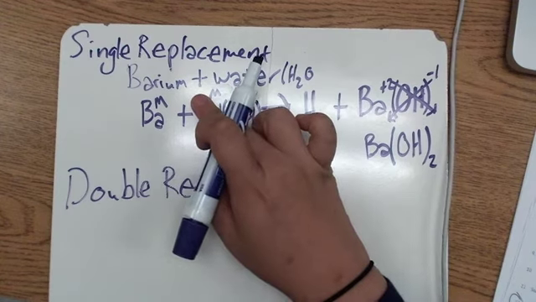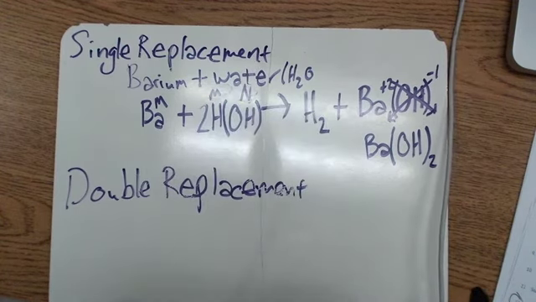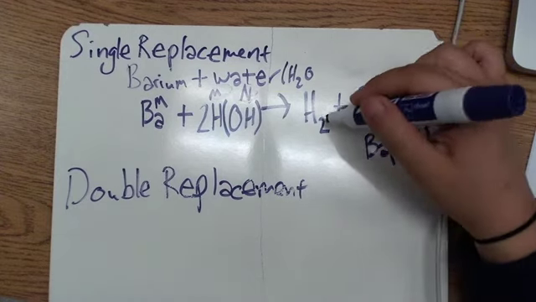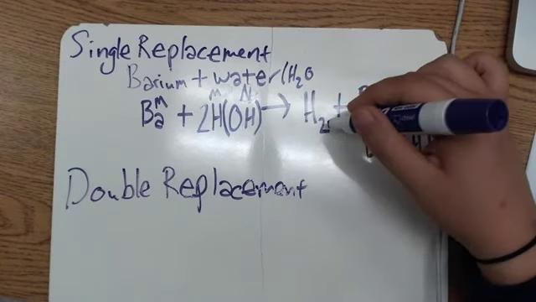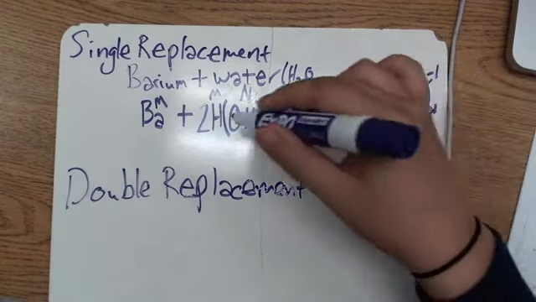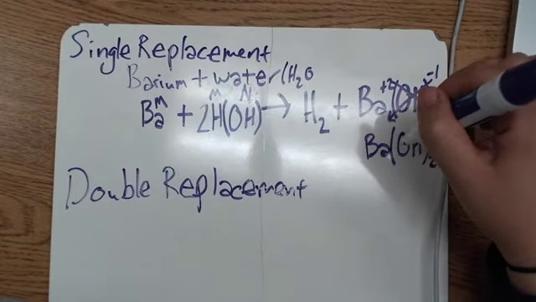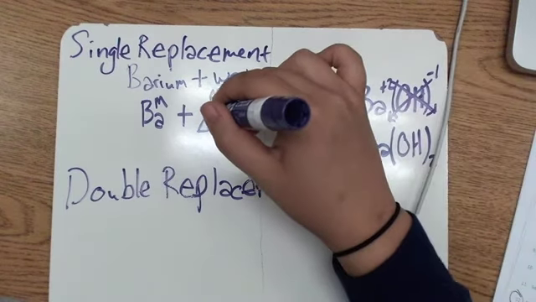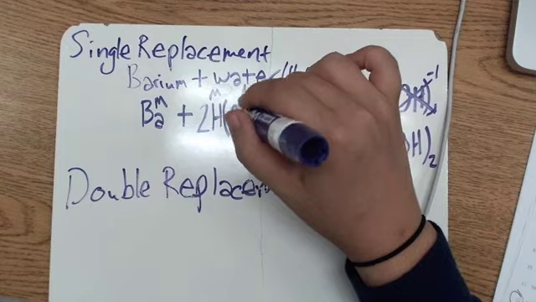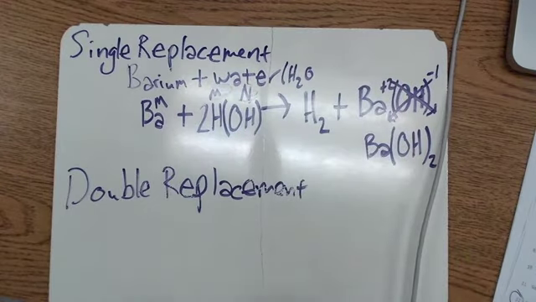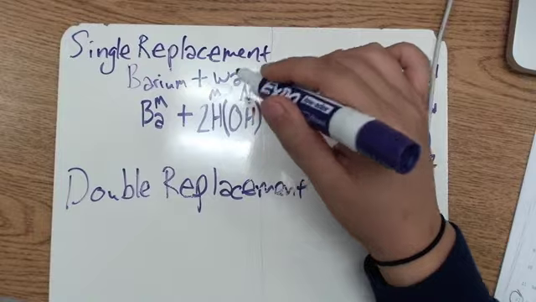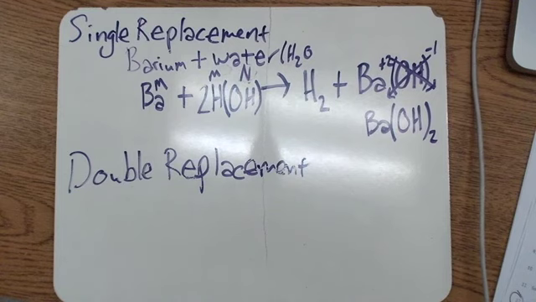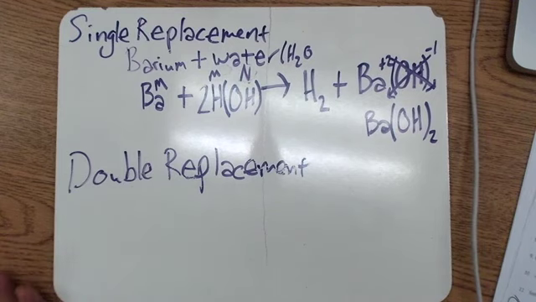Whoops. There's something wrong here. Let me think about it. Oh, that's right. I have 4 hydrogens, because I have 2 hydrogens here and 2 hydrogens here, versus 2 oxygens here. So 2 times 2 here, I have 4, right? And then I have 1 oxygen here. Okay. And then finally we get to double replacement.